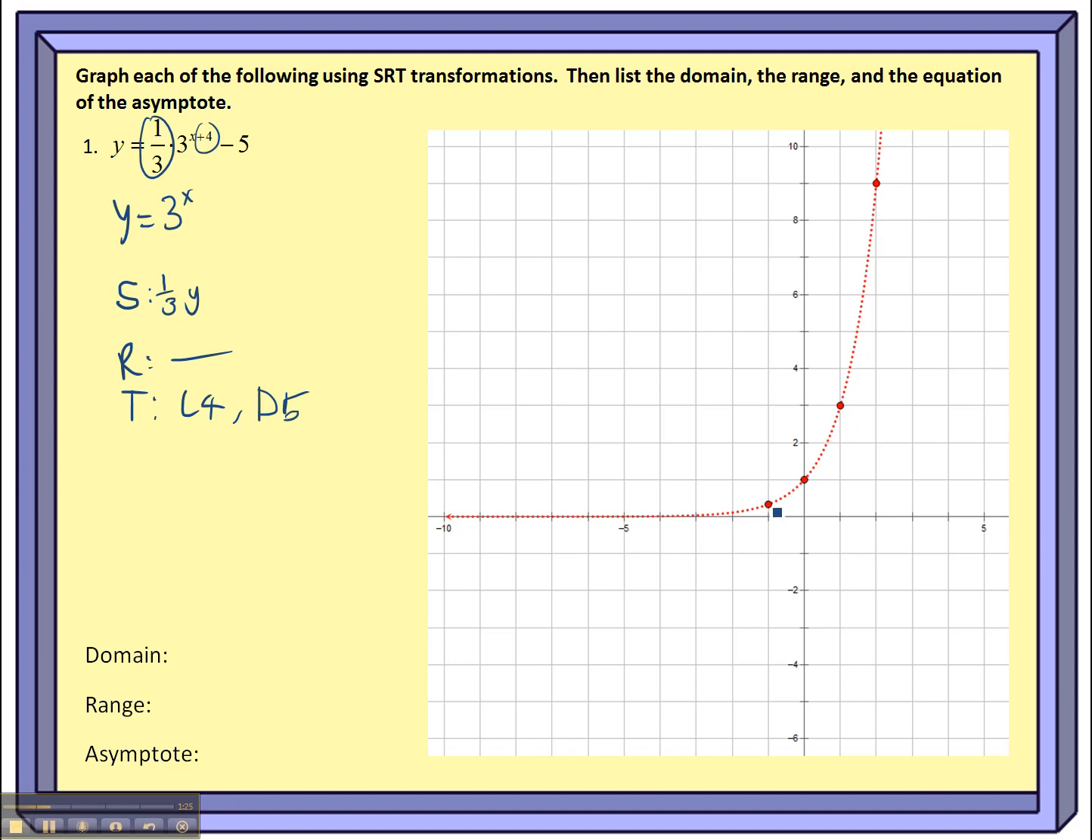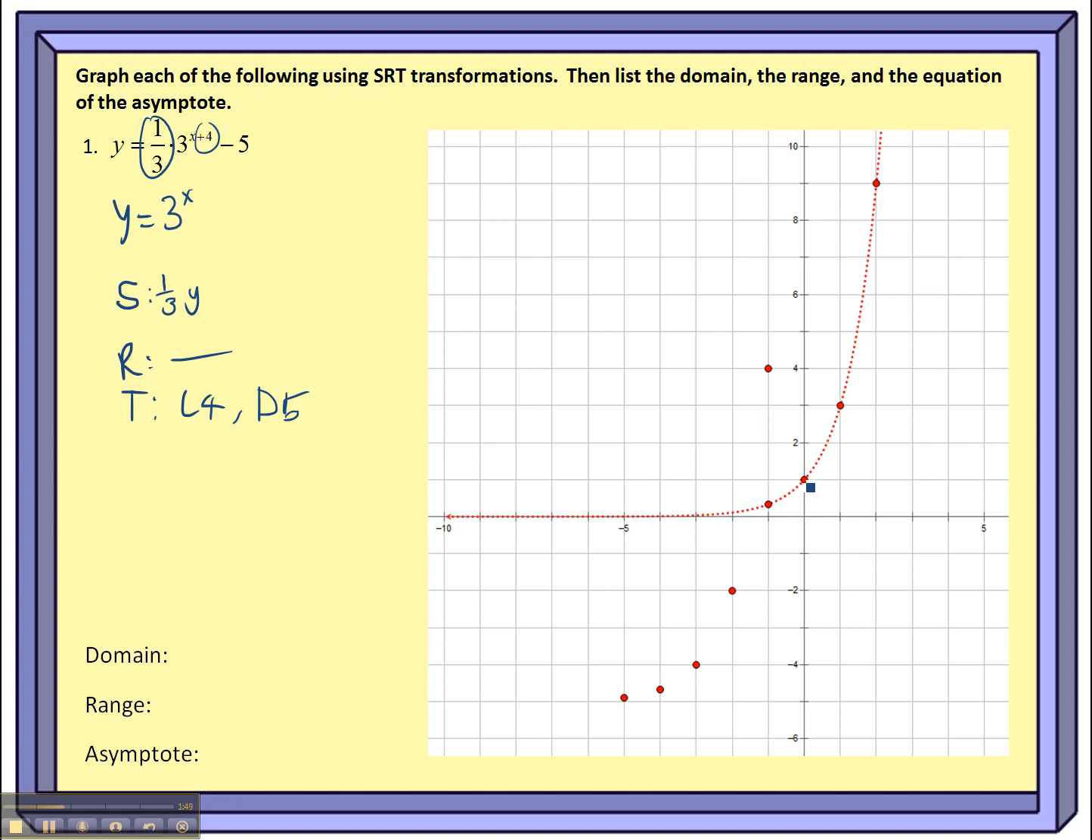Like, for example, I can start here at this one that's at 1/3. I need to take 1/3 of it, so it's going to be at 1/9. And now I move it to the left 1, 2, 3, 4, and down 1, 2, 3, 4, 5. So it's really close to -5 there. I'm going to do that to each one of my points. So these end up to be my new points.